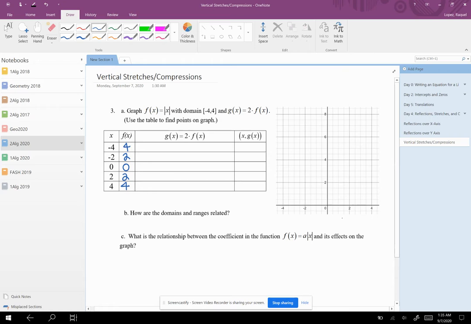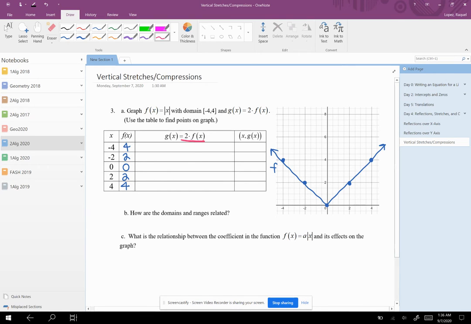Let's go ahead and quickly plot that. So that's -4, comma 4; -2, comma 2; 0, 0; 2, 2; and 4, 4. And then I've got that familiar V shape that we've seen absolute value graphs have. Before we move on, let me label this as our graph of f. Now we want to figure out what our new points for g of x would be following this rule.